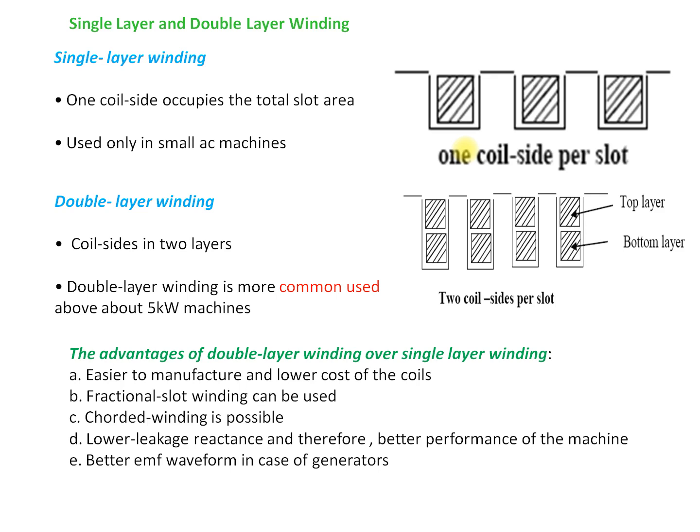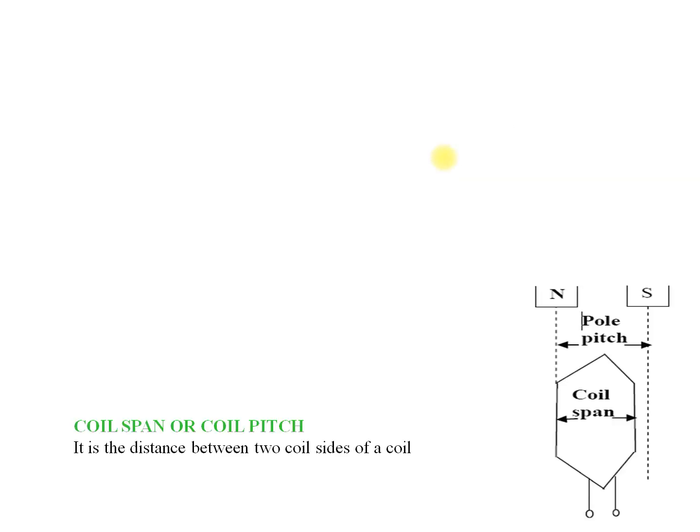Lower leakage reactance is possible in case of double layer winding when we compare with the single layer windings. So better performance can be achieved, and a better EMF wave is also possible. The EMF wave will be more or less equal to the sine wave. That is achieved in the double layer windings.